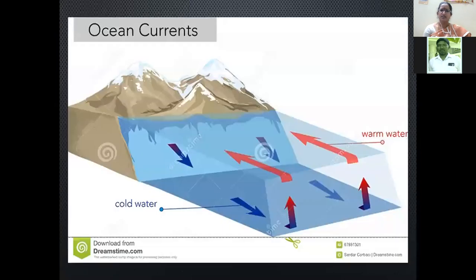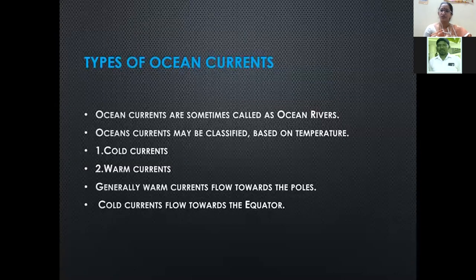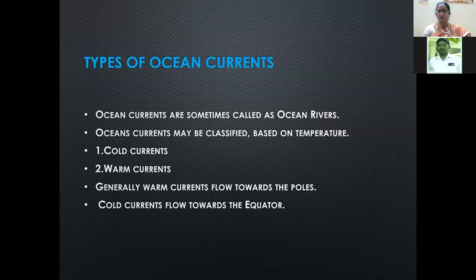Ocean currents are sometimes also called ocean rivers. Ocean currents may be classified based on temperature. Based on the temperature, we classify them into two parts: cold ocean currents and warm ocean currents. Just now we have seen in those maps what color has been indicated over there. Generally, warm currents flow towards the poles, from the equator to the poles.